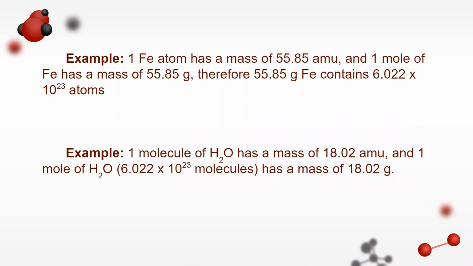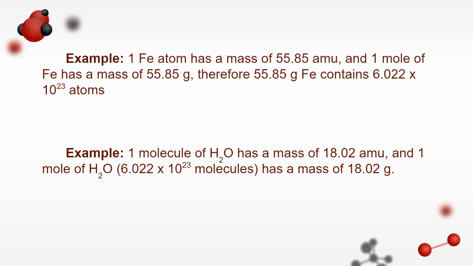Moving on, we have a couple of real quick examples to just kind of get your brain thinking a little bit. Example 1 states that 1 iron atom has a mass of 55.85 AMUs, and 1 mole of iron has a mass of 55.85 grams. Therefore, 55.85 grams contains 1 mole, or 6.022 times 10 to the 23rd atoms. And we know that that's true, right? Because I just said that the average atomic mass is not only in AMUs, but also grams, because 1 mole of any particular atom is going to weigh the same numerically as the average of all the isotopes.